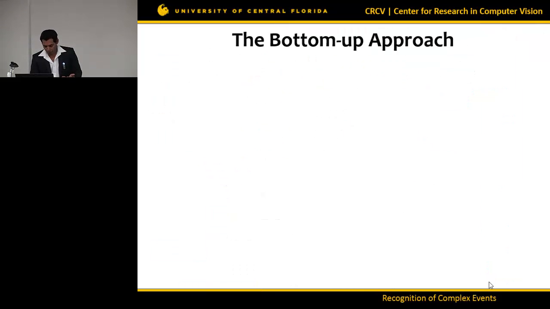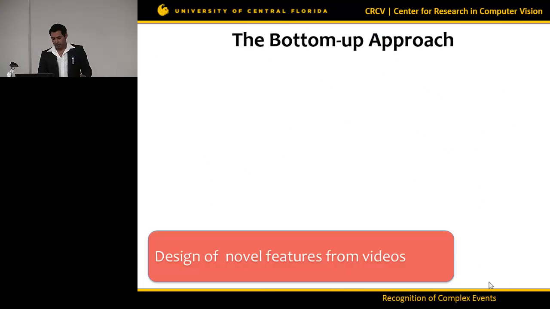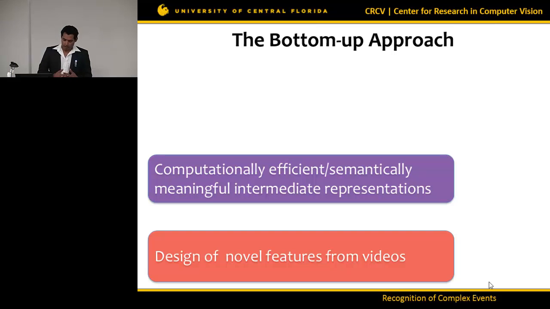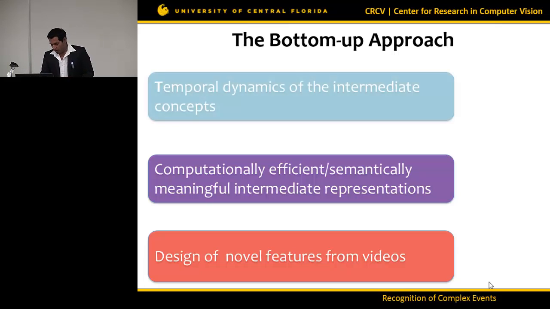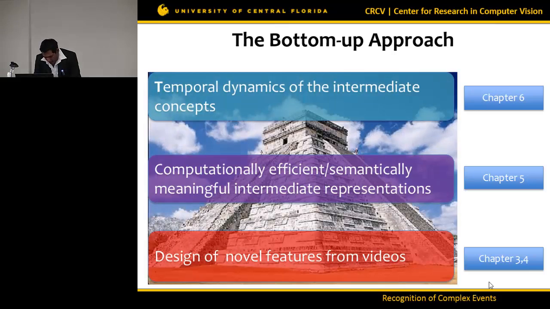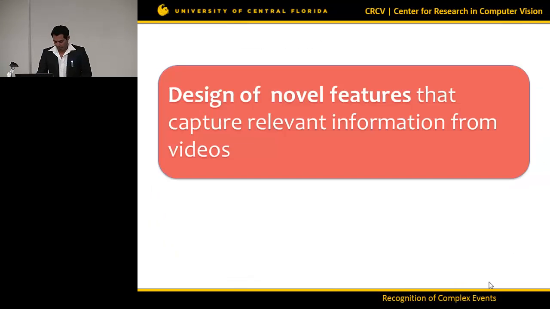So this is what our bottom-up approach is. We start off with the design of novel low-level features, what we can think of given the problem. This is followed by designing computationally efficient representations, which would be used on top of these features. And once you have this representation, you can analyze the temporal statistics between these intermediate representations to model events. As per the thesis, these are organized in these chapters. I welcome you all to have a look at it for details, but I'm going to brief through all these sections one at a time.